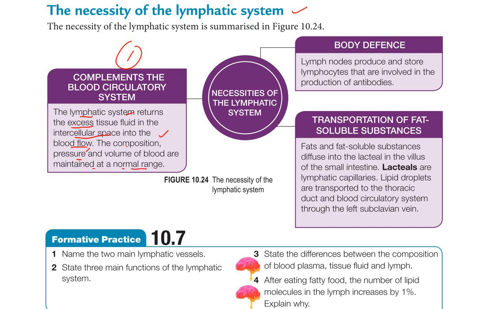So actually our blood needs a certain volume of fluid so that it can maintain the composition, the pressure, and the volume. This can be achieved when the lymphatic system returns the excess tissue fluid in the intercellular space into the blood flow, because every day the capillaries will lose 4 liters of fluid, right? So this fluid must be returned back so that it can maintain the composition, pressure and volume of blood. Okay, and then number 2, for body defense.